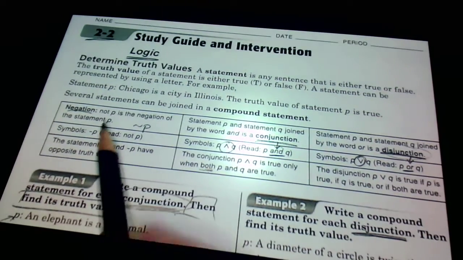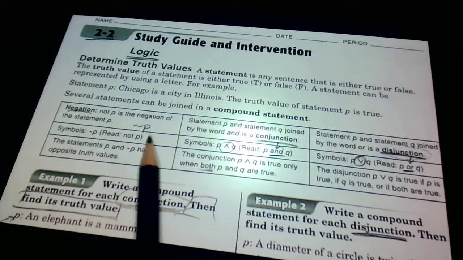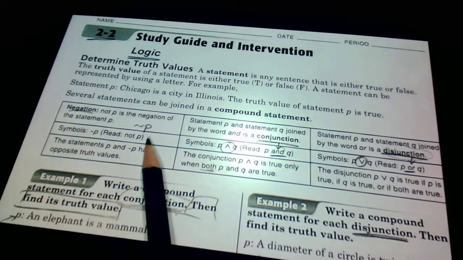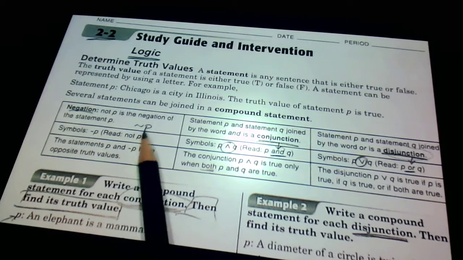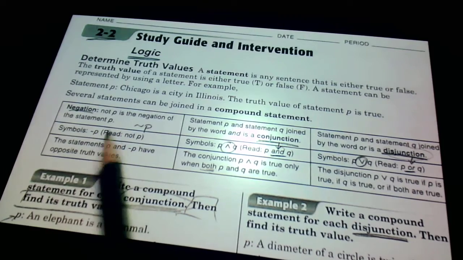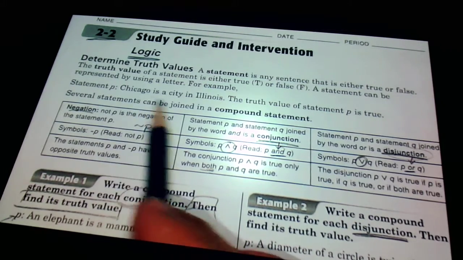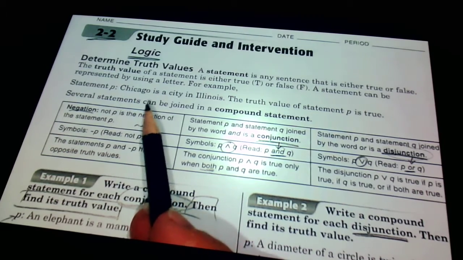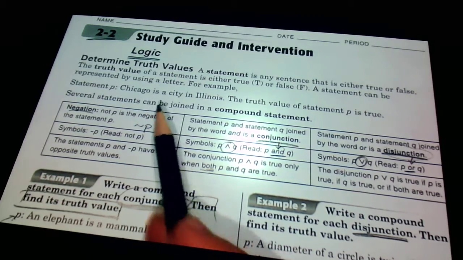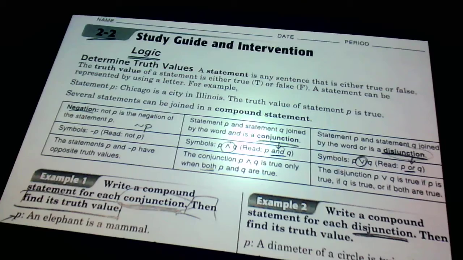All right, so let's get into some terminology. We can have the negation of a statement, and for our intents and purposes, from an English perspective, it's pretty much like the opposite of that statement. This is read as not P, and it's the negation of statement P. So the negation of this statement up here would be that Chicago is not a city in Illinois. Well, we know that that's false, but that would be the negation of that statement.